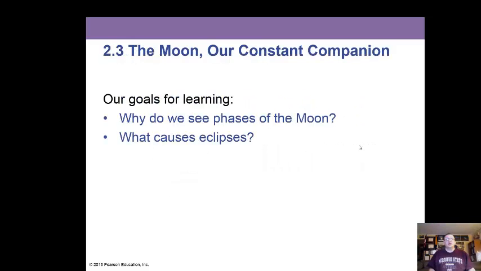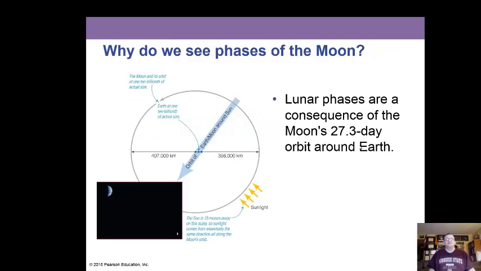All right, let's take a look at the moon. What causes the phases of the moon and what causes the eclipse? Lunar phases are a consequence of a 27.3 day orbit around the Earth. The reason for lunar phases is the orientation between the Sun, Earth, and Moon. It has absolutely nothing, not a thing, to do with shadows.